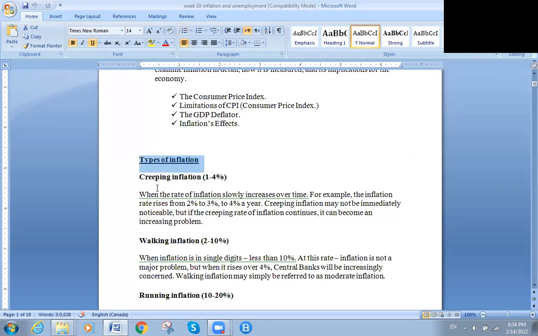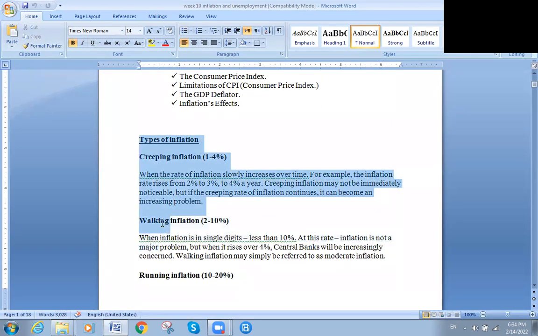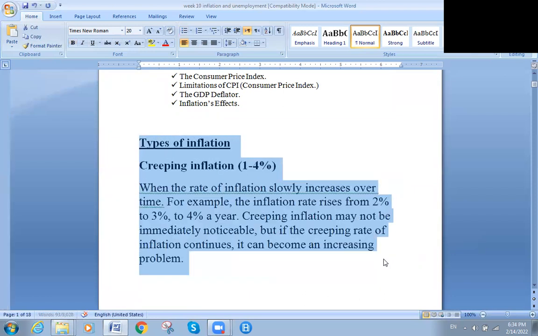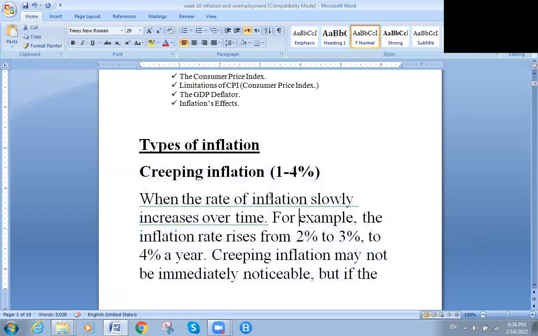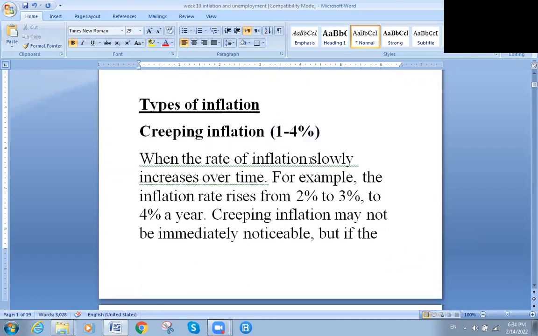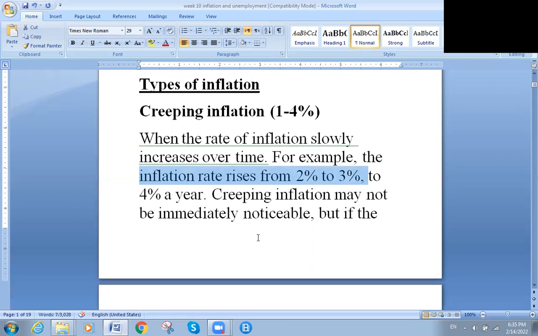First of all, types of inflation. This is a very important part. What are the types of inflation? The first type, when you measure it with the index, goes from the rate of 1% to 4%. When the rate of inflation rises slowly, we call it creeping inflation, like a small baby creeping. When the rate of inflation slowly increases over time, for example, the inflation rate rises from 2% to 3%, we call it creeping.